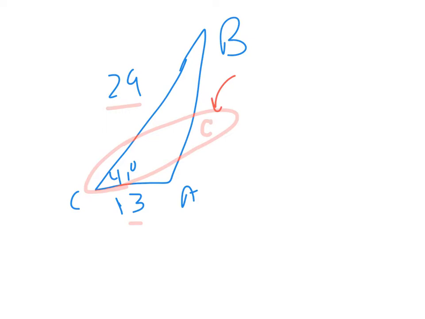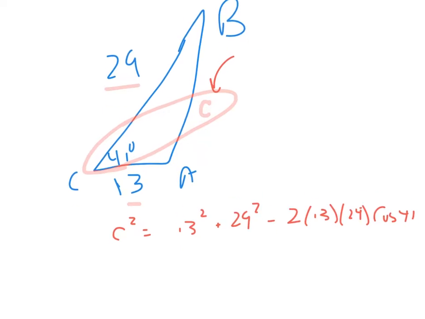So here we go. I have C squared equals A squared plus B squared minus 2AB cos of 41 degrees. And from here, it's basically straight calculation.